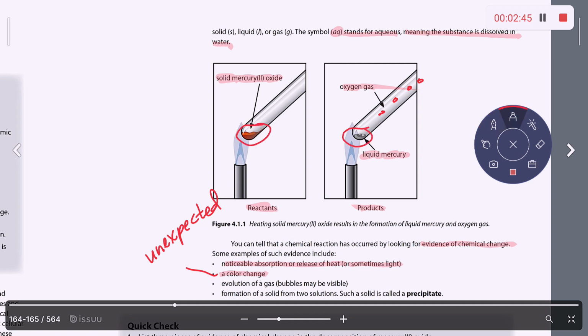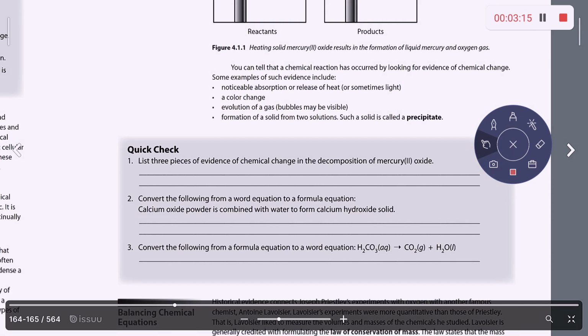Something else would be evolution of gas. This simply means that a gas is produced. You would see bubbles on the side of a container if you had solutions that were mixed. Also, if you mix two solutions and you form a solid, that means you formed a precipitate. Typically, it will look cloudy at first. If you let it settle over time, it will sink to the bottom. Precipitates can be in different colors: yellow, black, gray, white, it just depends. And then we're going to skip the quick check.